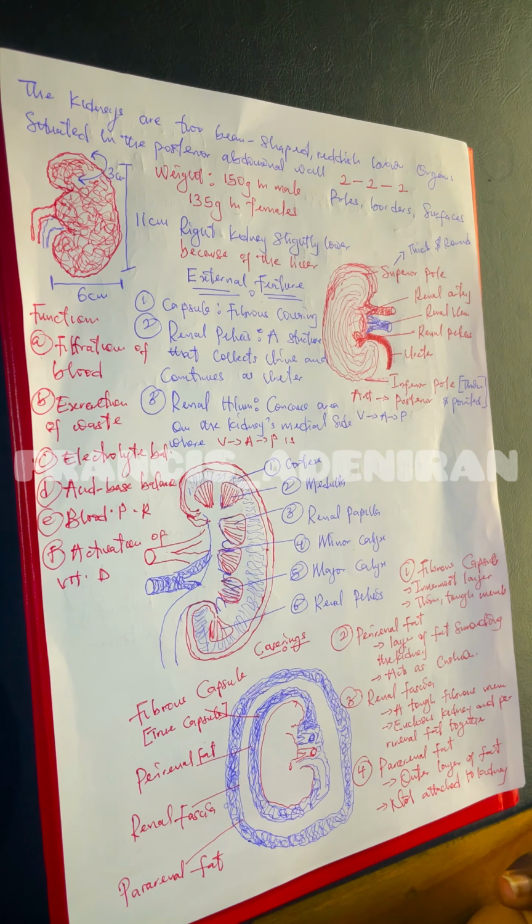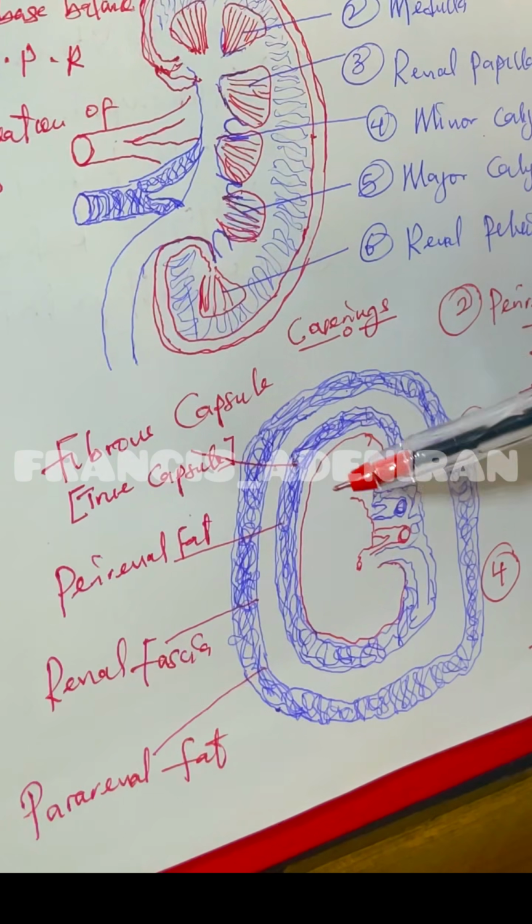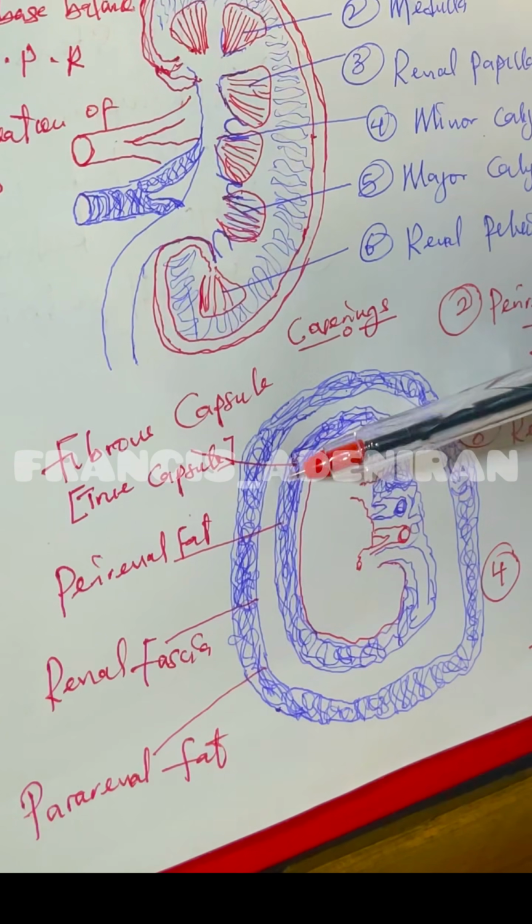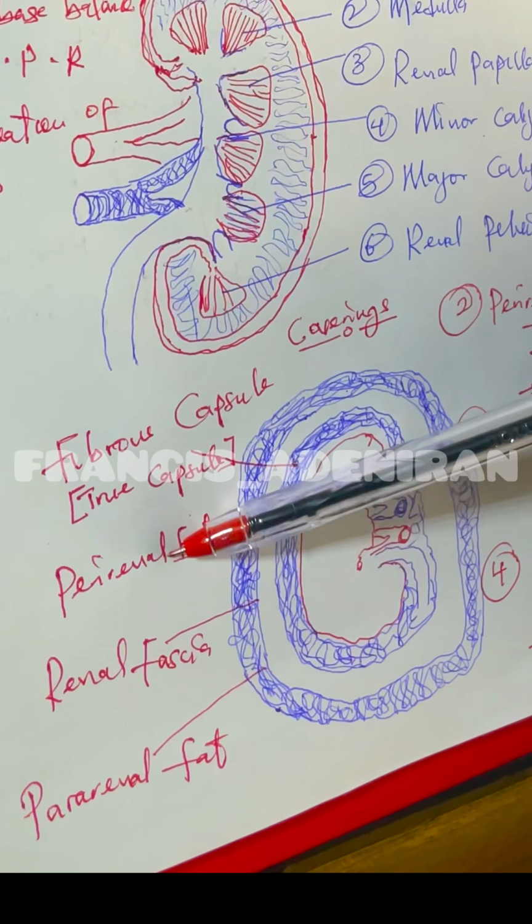Now, let's go to the coverings of the kidneys. We have, number one, the fibrous capsule, then the perirenal fat, the renal fascia, and the pararenal fat. Let's look at this diagram to better understand this. Here is the fibrous capsule, also known as the true capsule. We also have the perirenal fat.